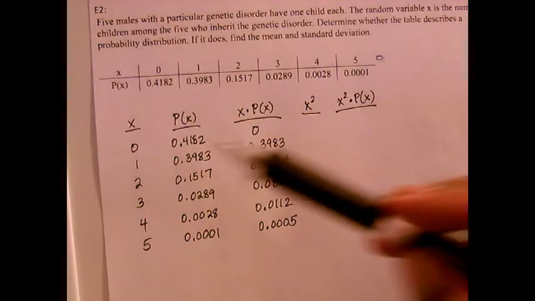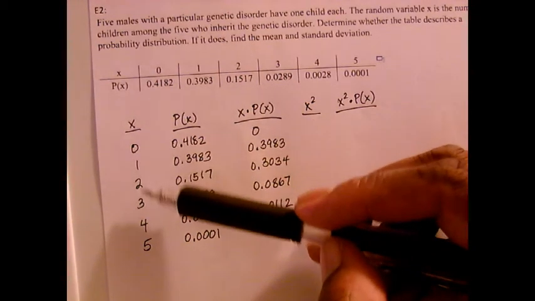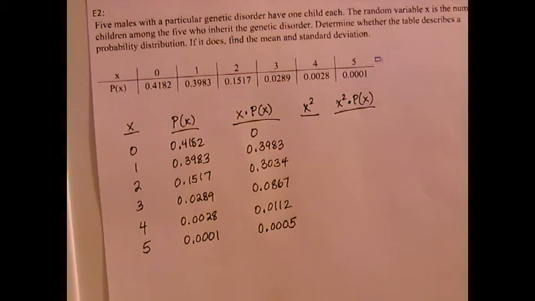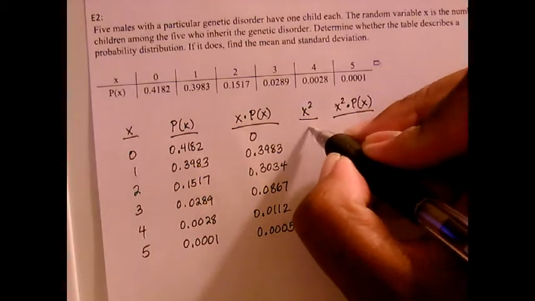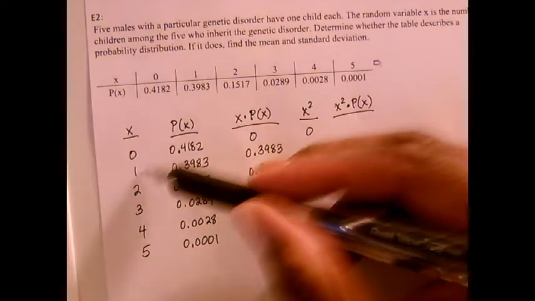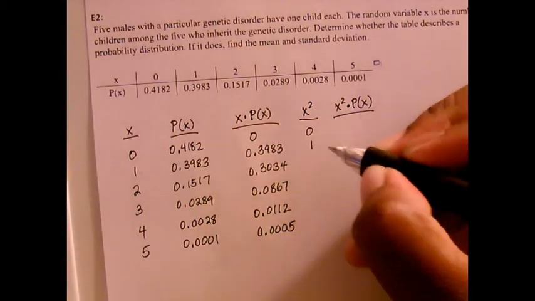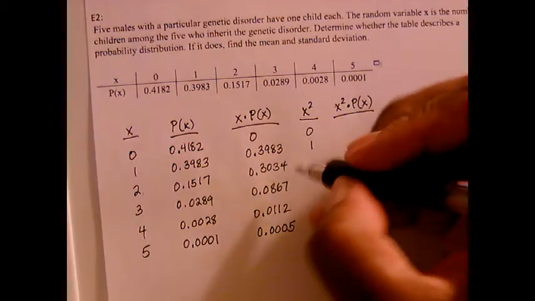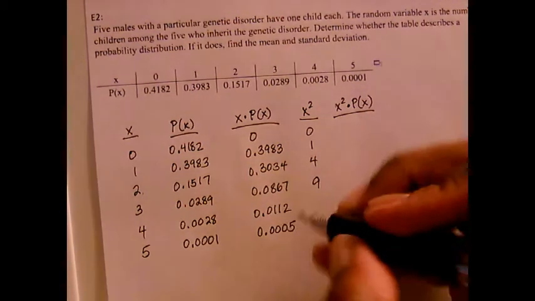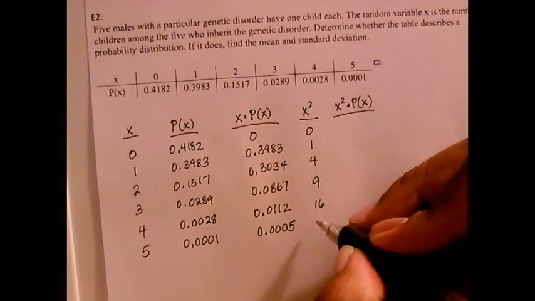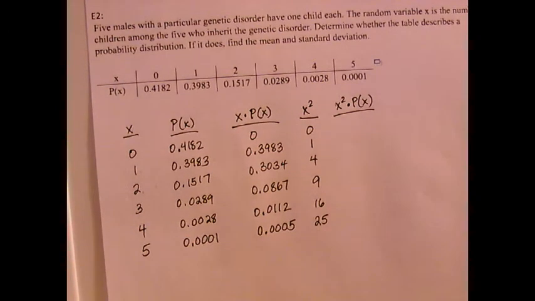Now for the x squared, I'm going to square each individual x value one by one. So 0 squared, or 0 times 0 is 0. 1 squared, or 1 times 1 will be 1. 2 squared will be 4. 3 squared is 9. 4 squared is 16. 5 squared is 25.